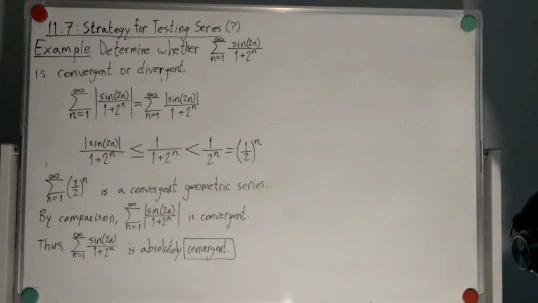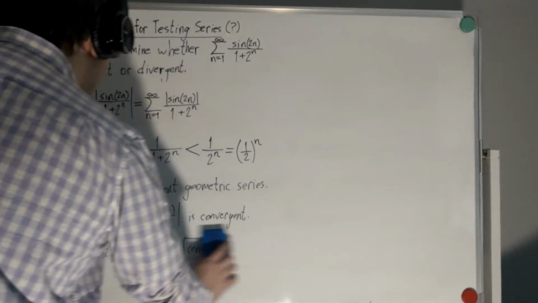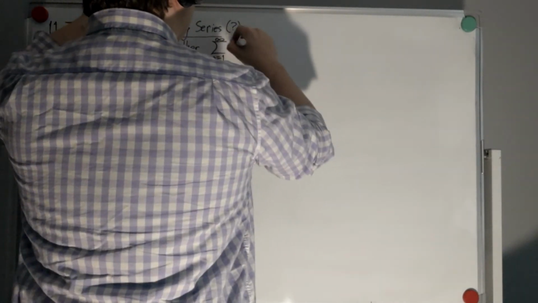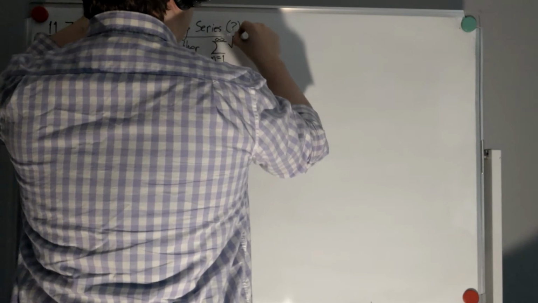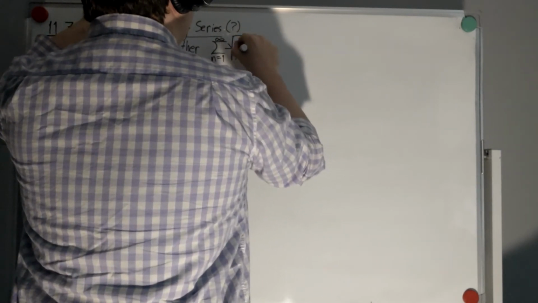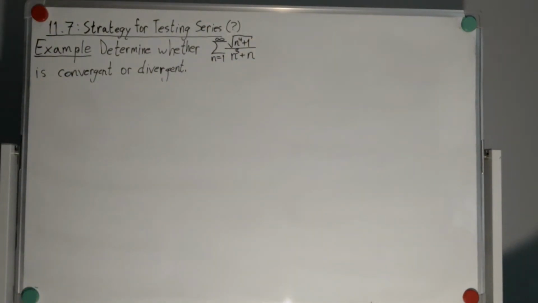All right, now let's look at the square root of n to the 4th plus 1 over n cubed plus n. Let's see here. So we have the square root of n to the 4th plus 1 over n cubed plus n. We're going to determine whether that's convergent or divergent.